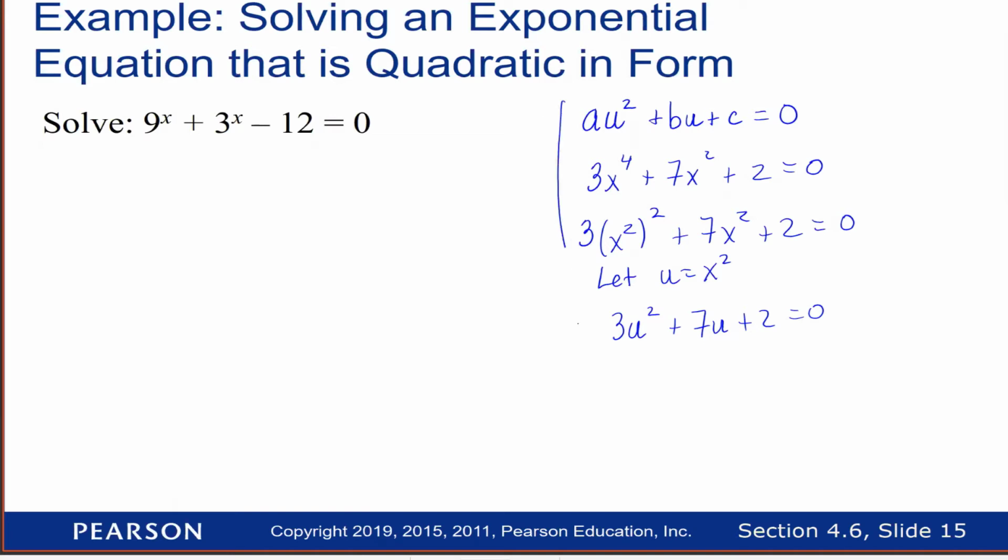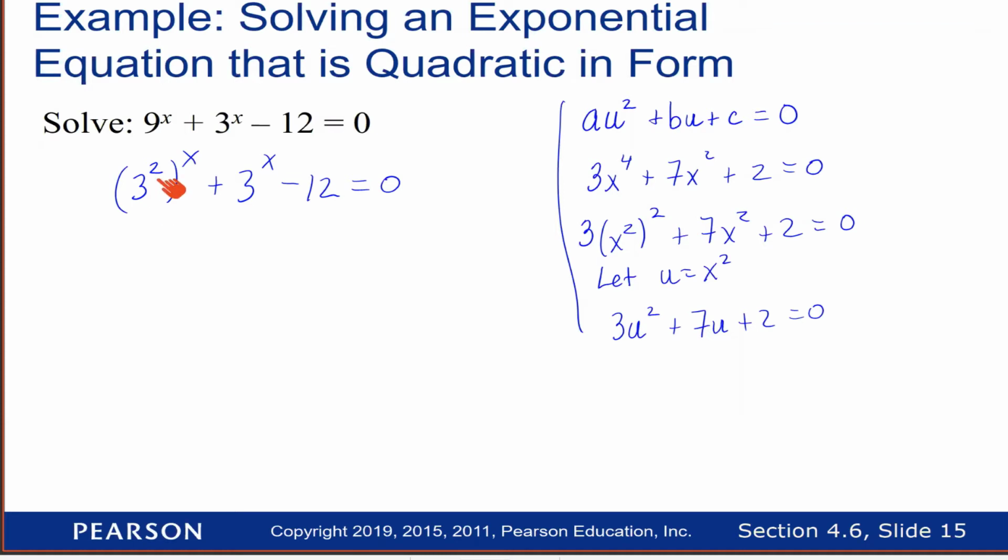So in exponential scenarios, the way to identify that you have an equation quadratic in form is recognizing that the first term and the middle term are related to each other, right? 9 can be written as 3 squared. So I'm going to rewrite 9 as 3 squared, like so. So I have 3 squared to the x power plus 3 to the x power minus 12 equals 0.